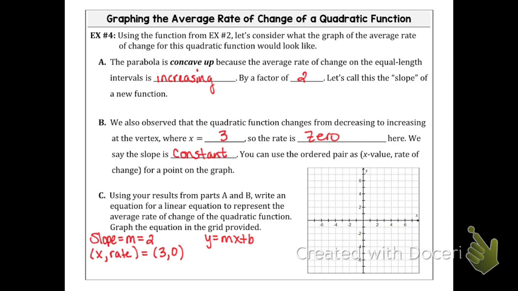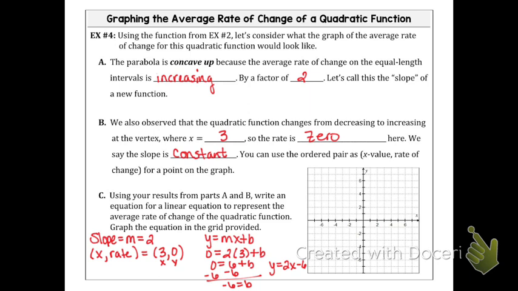So we can plug in, remember this is an x and a y, so we know 0 equals, we know our m is 2, our x is 3, plus b. So 0 equals 6 plus b, solve for b. And so we get negative 6 equals b. So therefore we know that the equation of the linear equation to represent the average rate of change of the quadratic function is y equals 2x minus 6.